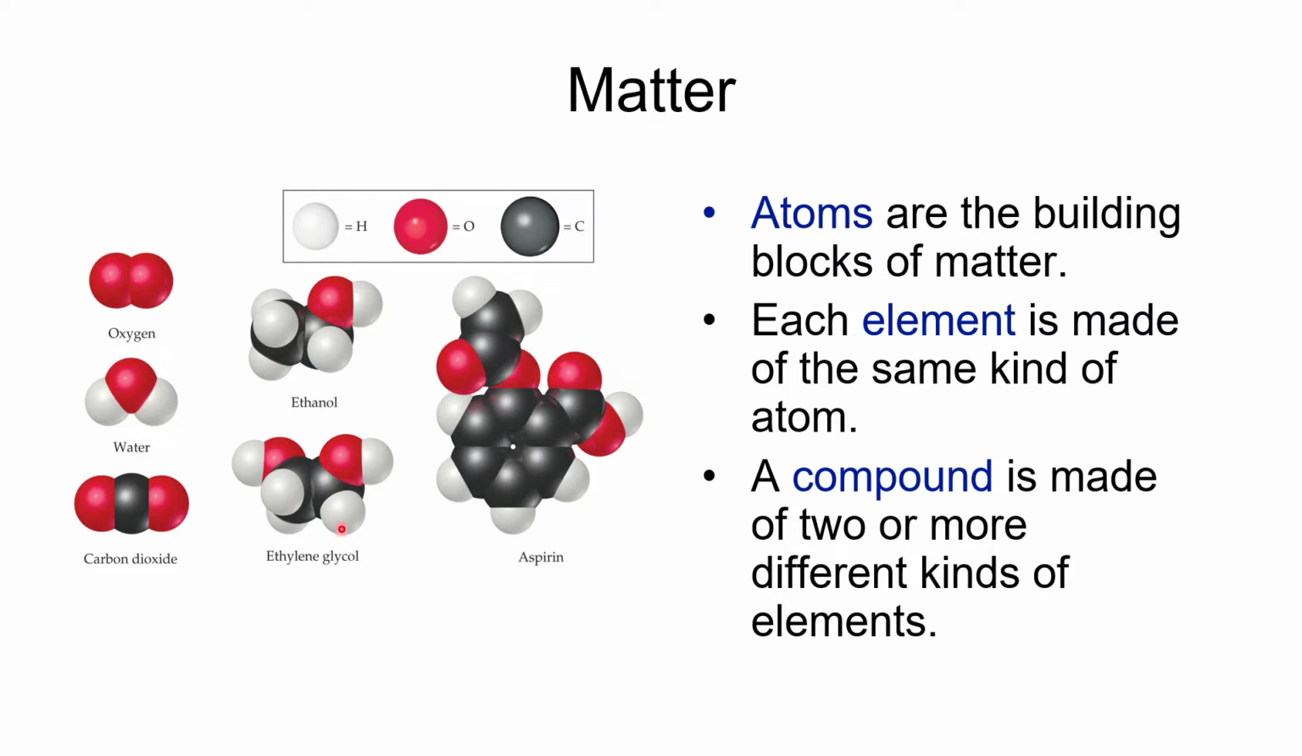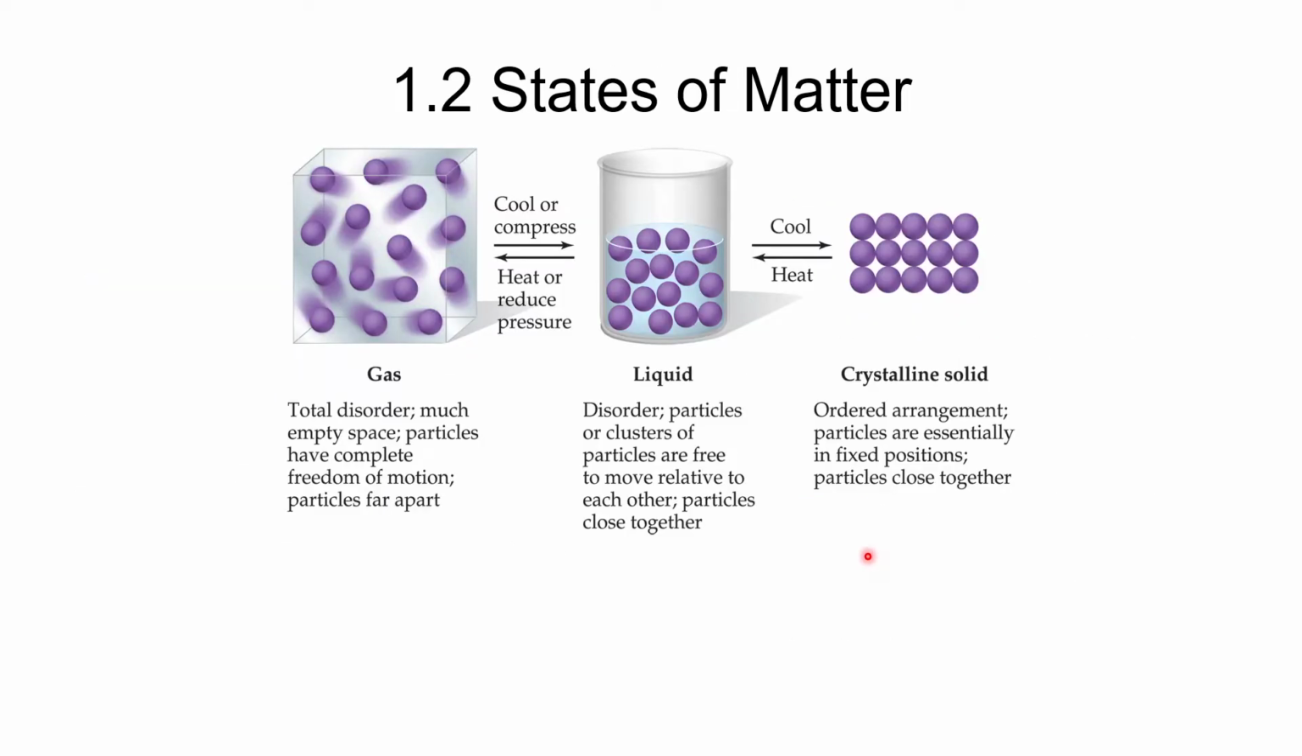Proceed cautiously with that. Ethylene glycol, that is the substance that is in antifreeze, and you'll see it has an extra oxygen in it compared to ethanol. Well, that one extra oxygen changes the properties of that molecule pretty substantially. So we will look at that. And then, of course, here is aspirin. Aspirin can help you with things like pain and headaches.